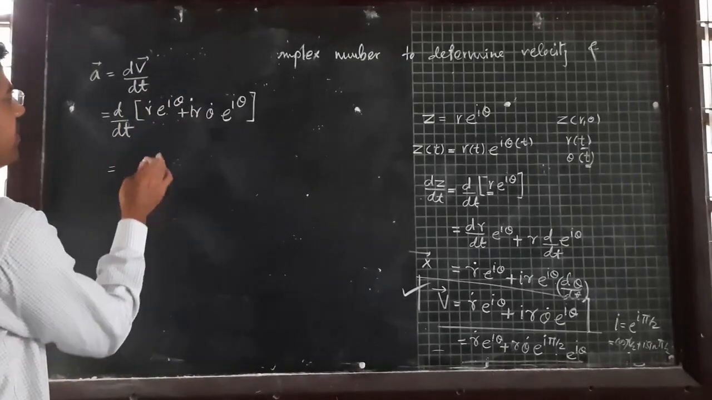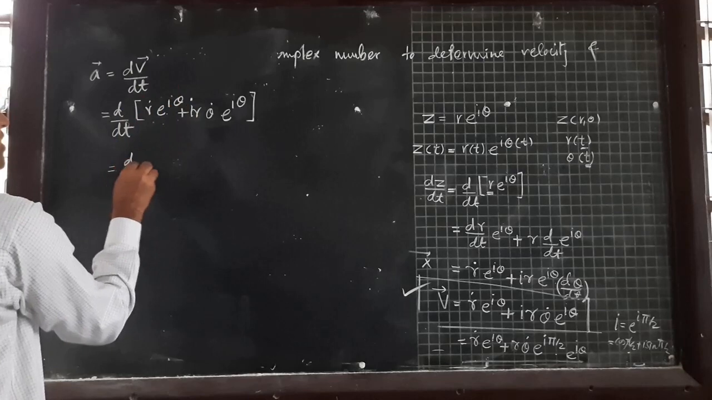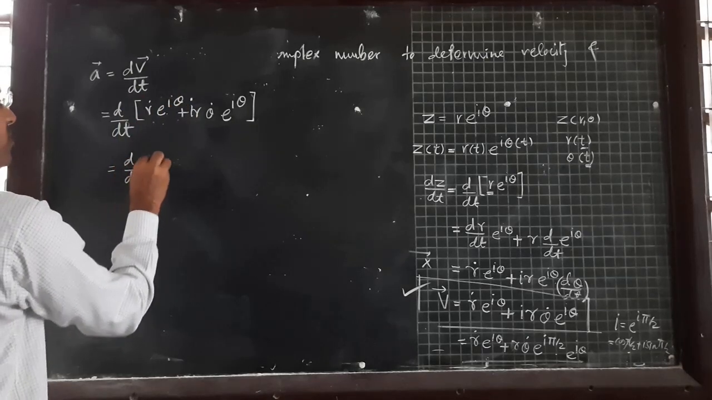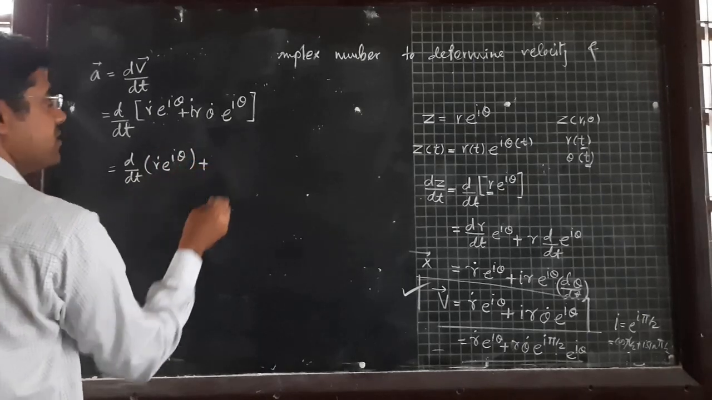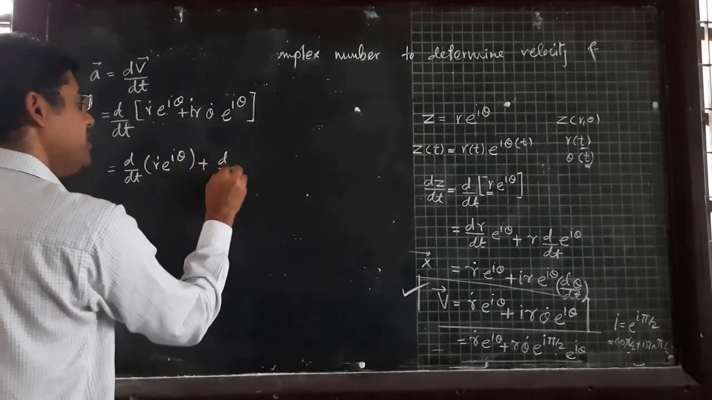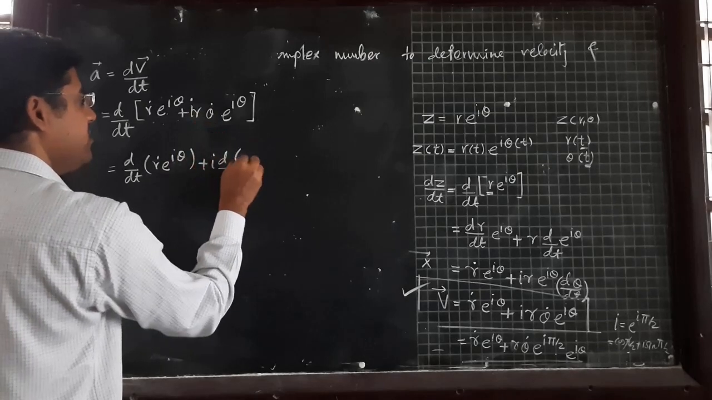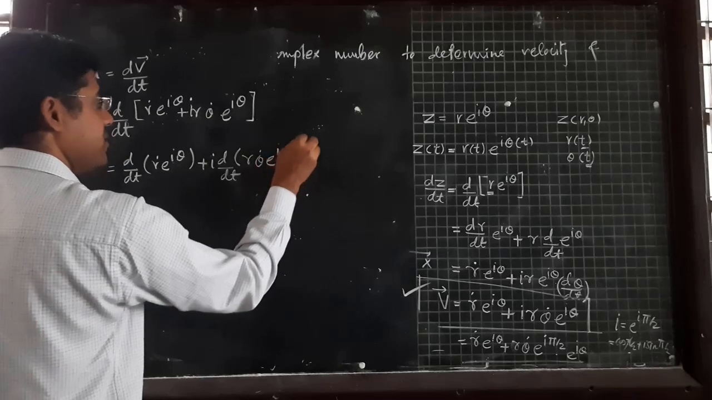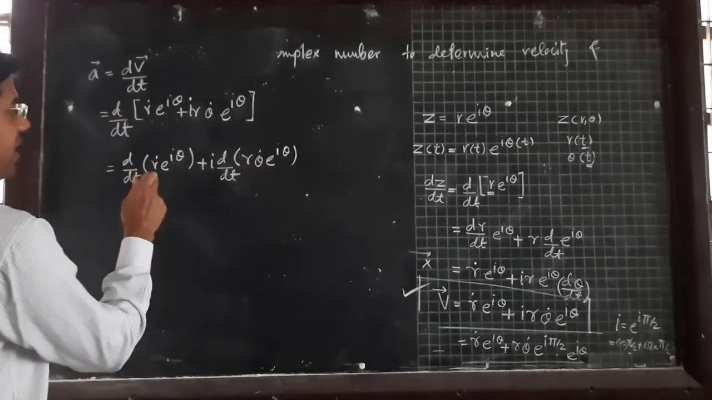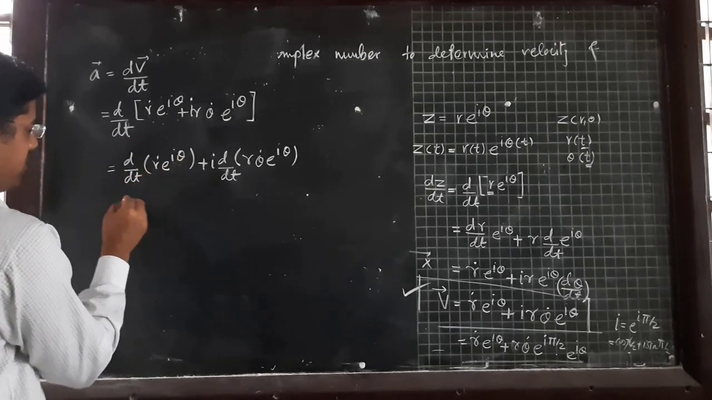Then my aim is what? Acceleration. So we will take this term, suppose first d by dt of r dot e raised to i theta, plus d by dt of this, r is constant, so that will be outside. So this is r theta dot e raised to i theta. Now here r and theta are functions of t. So what we can write?